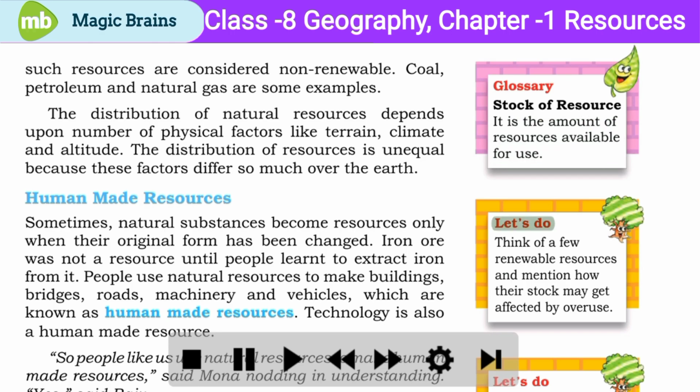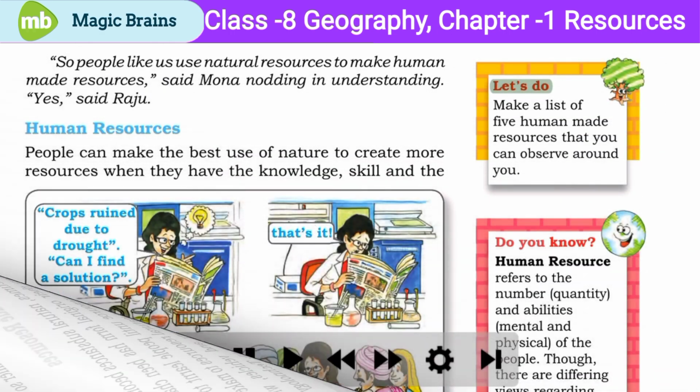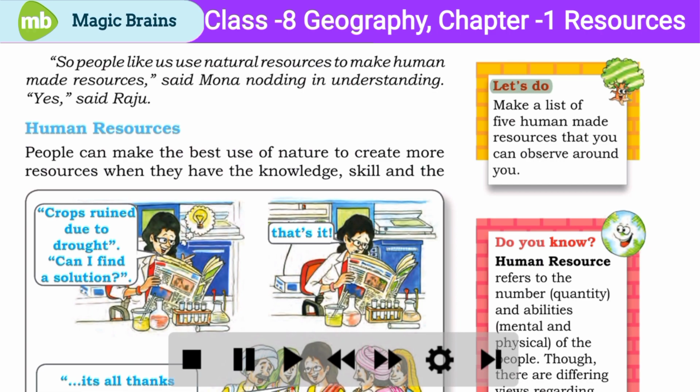Yellow one reads, let's do. Think of a few renewable resources and mention how their stock may get affected by overuse. Another one reads, let's do. Make a list of 5 human-made resources that you can observe around you.